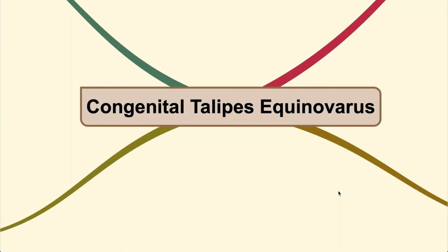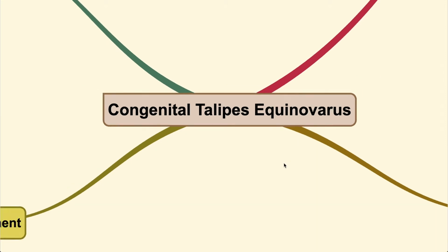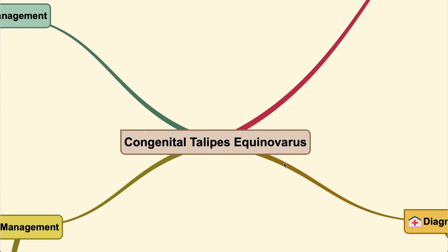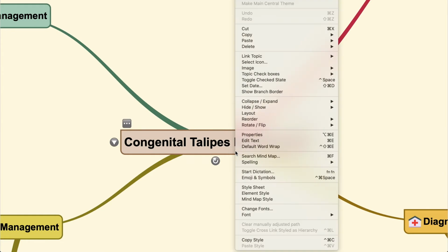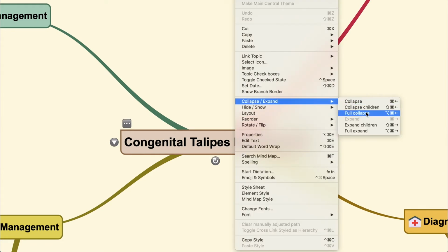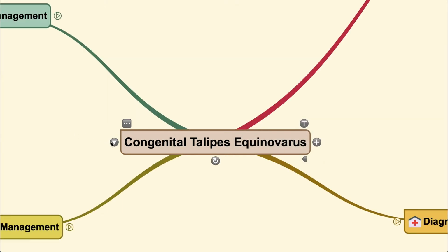Today we'll be talking about the Congenital Talipes Equinovarus deformity, otherwise known as the CTEV deformity. This is a very common deformity found in the pediatric population, and I'll be dividing this chapter into two videos. The first one will cover the basics, and the next one will cover the management and also the post-management programs. Let us start with the basics.